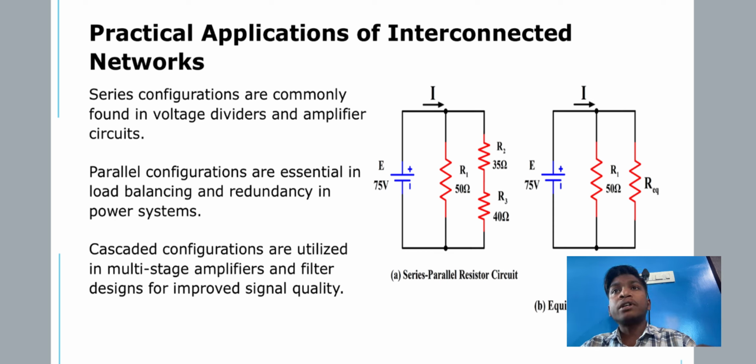Practical applications of interconnected networks. Series configurations are commonly found in voltage dividers and amplifier circuits. Parallel configurations are essential in load balancing and redundancy in power systems. Cascade configurations are utilized in multi-stage amplifiers and filters designed for improved signal quality.